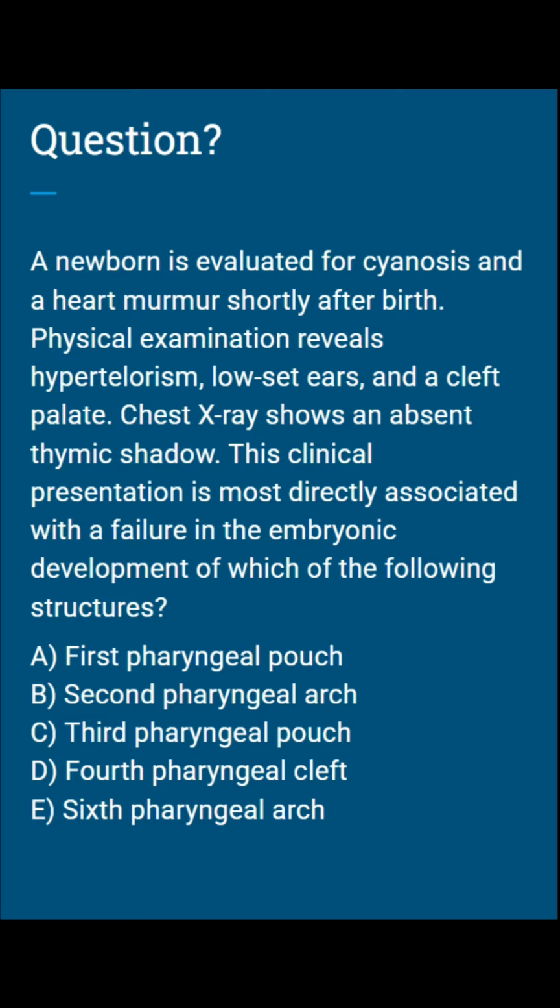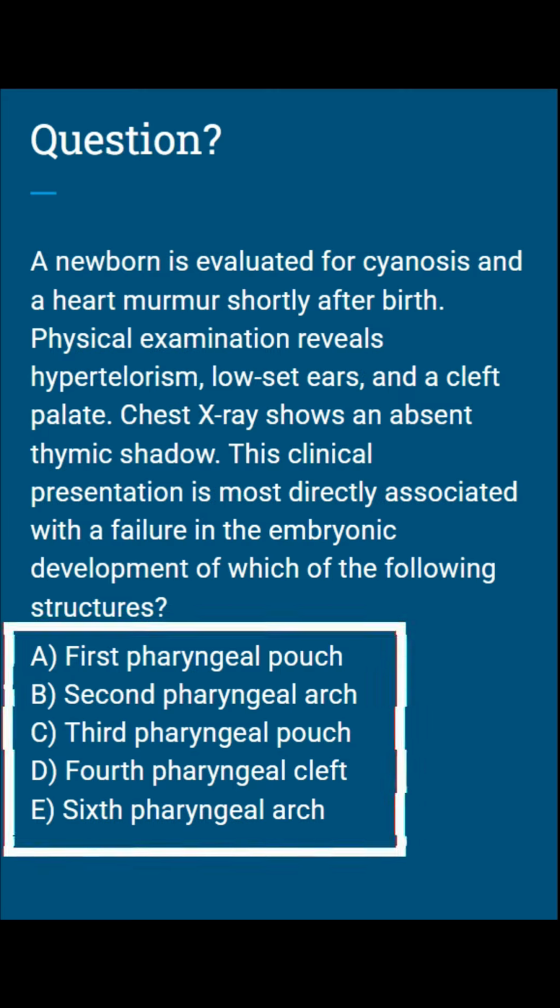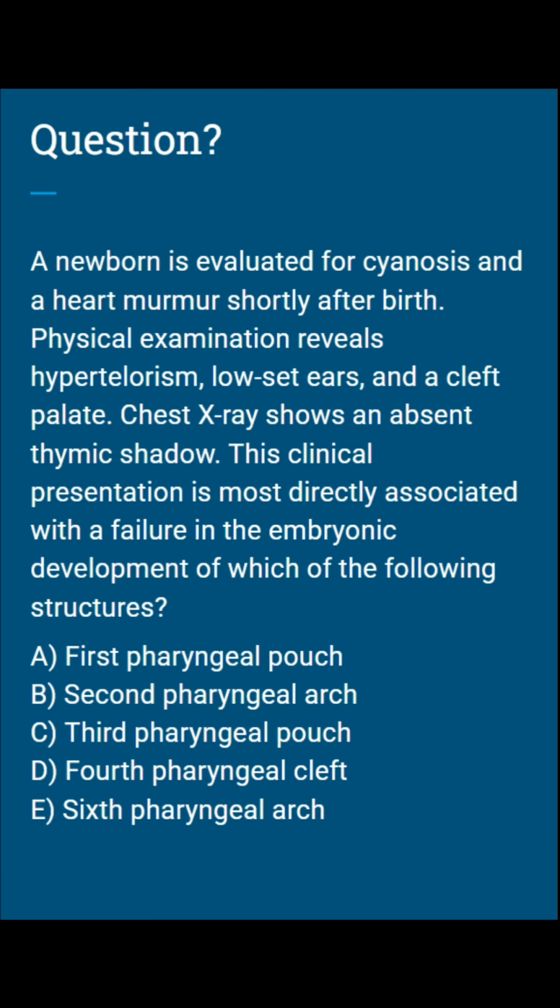But the USMLE won't just ask you to name the syndrome. It will ask you, what is the underlying embryological failure? To answer that, you need to know exactly which tiny structure in the developing embryo goes wrong. The options are below. First pharyngeal pouch, second pharyngeal arch, third pharyngeal pouch, fourth pharyngeal cleft, and the sixth pharyngeal arch. Now let's go to the next slide.